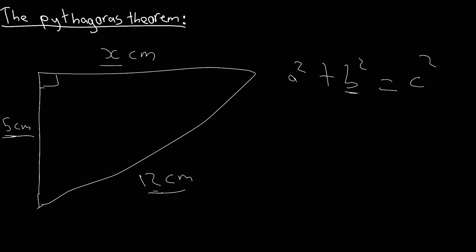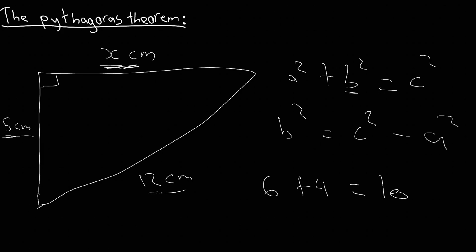So we need to rearrange the formula so that b is what we're finding, aka x centimeters over here. So we'd have to rearrange the formula into b squared is equal to c squared minus a squared. Now, how does this work? For example, if I have 6 plus 4 is equal to 10. If I want to find 4, even though we already know the number, all I have to do is 4 equals 10 minus 6, which is equal to 4. So it's basically the same way. We're just rearranging the formula.